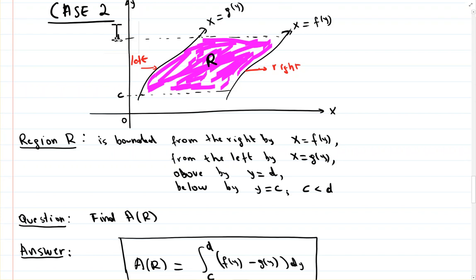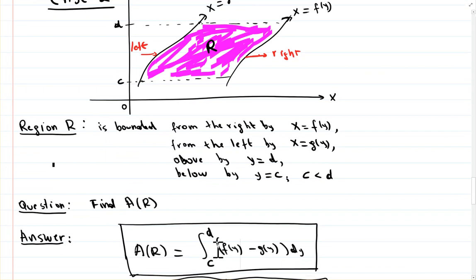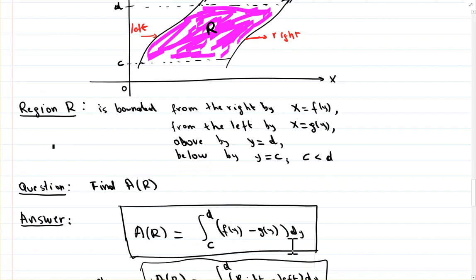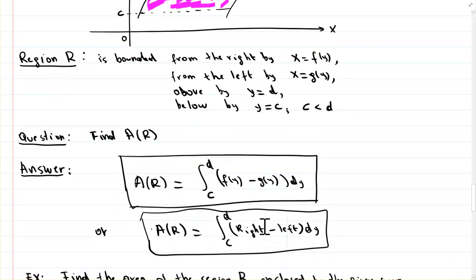The limits of integration are going to be c and d, where c is less than d. So c is the lower limit of integration, and d is the upper limit of integration. You integrate f of y minus g of y from c to d. Everything in this integral is a function of the y variable. To make it a little easier, I write right minus left instead of f of y minus g of y.